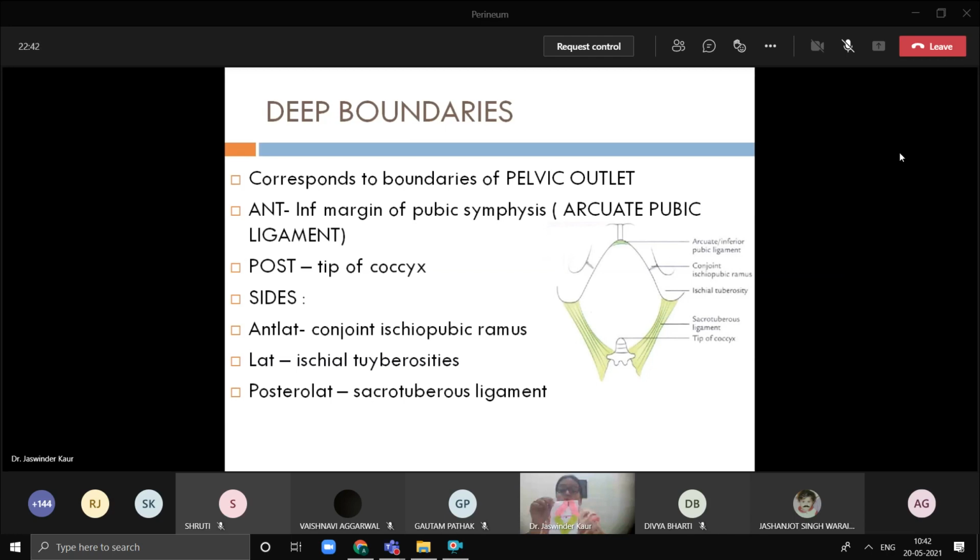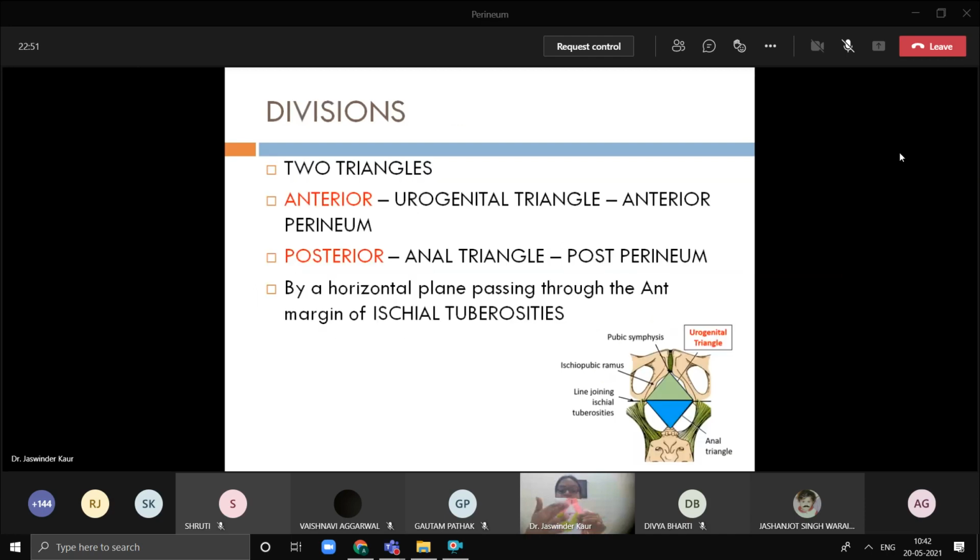Yes, ma'am. So I have drawn the pelvic outlet. So that is the perineum. After this, the perineum is divided into two triangles. Now I have drawn this pink line in the center. You can see the pink line. This pink line is an imaginary line joining the two ischial tuberosities. By this imaginary line, the perineum is divided into two triangles.